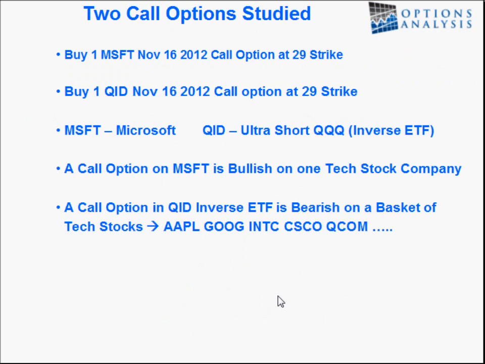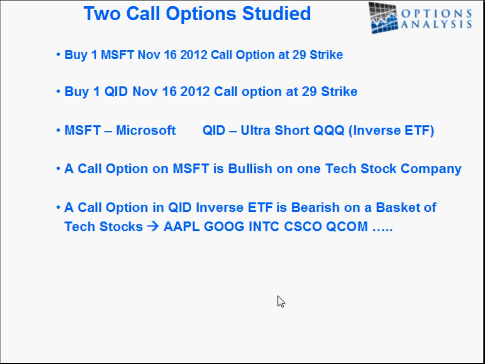We're going to be studying two different call options. One will be the 29 strike November 16th call option we looked at in the prior presentation from Microsoft, and a new one, also a 29 strike in an ETF called QID that I showed in the prior presentation has a large volatility number associated with its ask quote. QID is an ultra-short QQQ, a so-called inverse ETF.